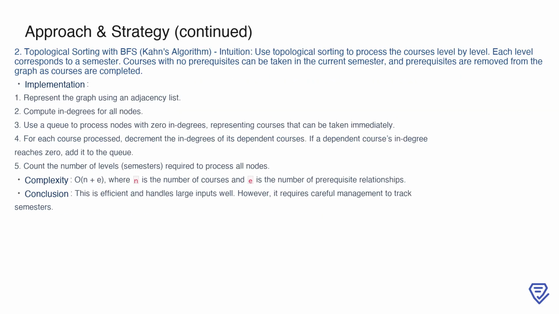A more promising approach involves using topological sorting with BFS, also known as Kahn's algorithm. The key intuition here is to process the courses level by level, where each level corresponds to a semester.